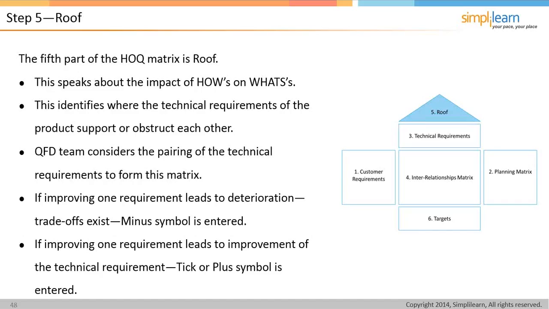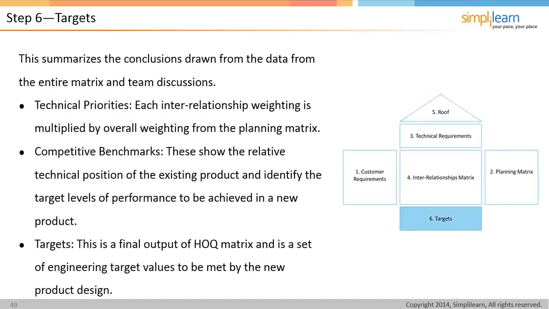We want to make sure that the technical requirements of the product either support or obstruct each other, one or the other. Maybe they're neutral, maybe they don't have an impact, but this is where we'll understand that. So the QFD team considers the pairing of the technical requirements to form a matrix. If improving one requirement leads to deterioration, trade-offs exist, and we put in a minus symbol. If improving one requirement leads to the improvement of the other technical requirement, we'll put in a plus symbol. And if it's neutral, there's no impact or no interaction, we'll just leave it blank.